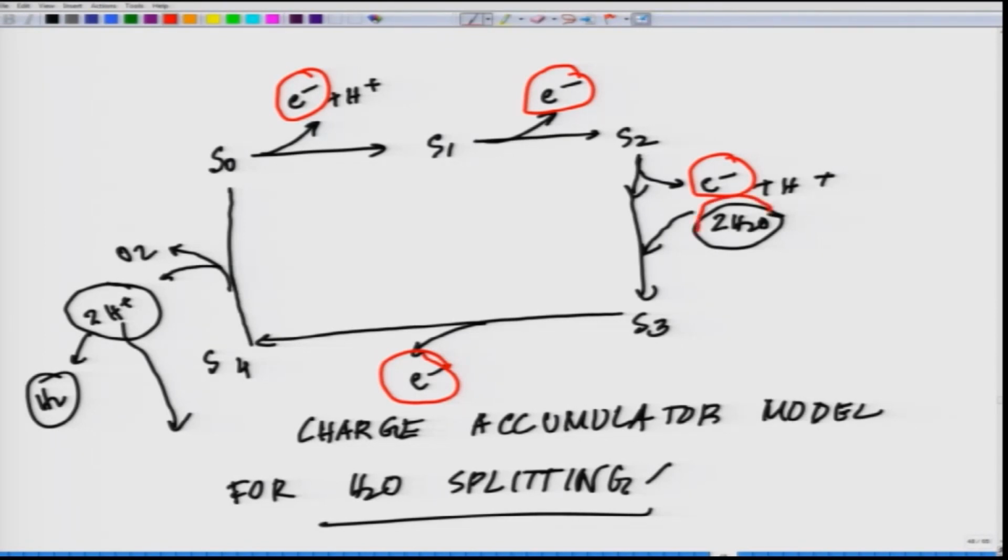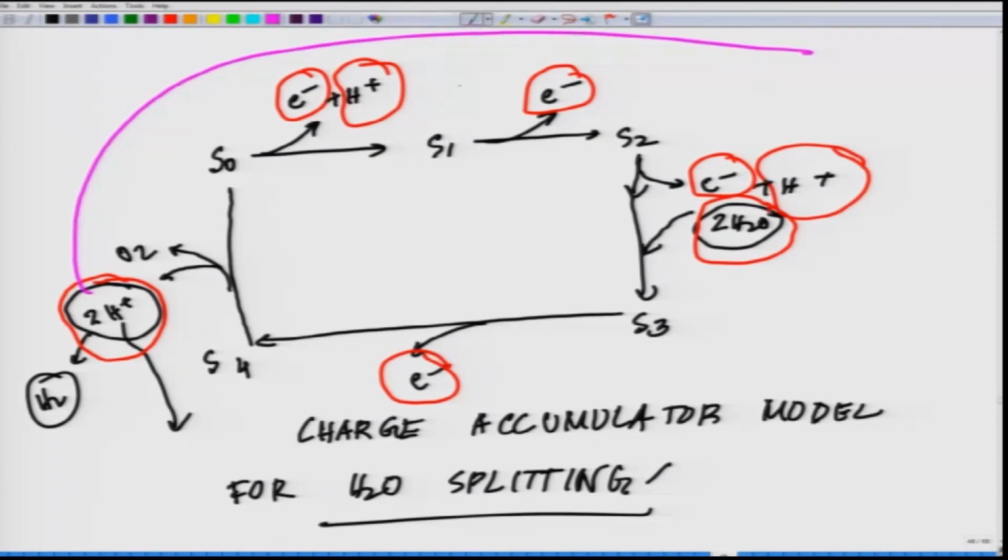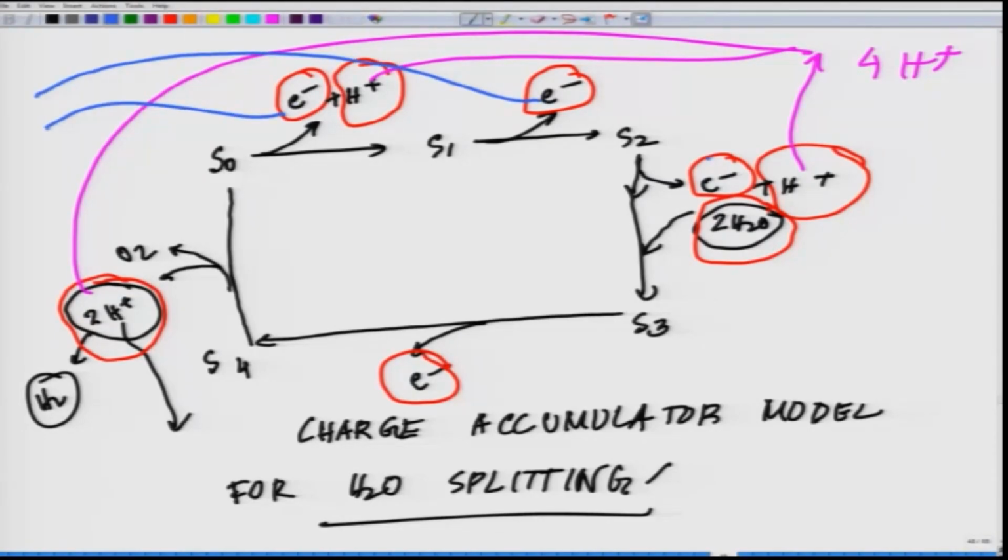Here are the 2 water molecules which are entering into the cycle, which are getting trapped, and 4 protons are released: 2 protons are released here, 1 proton is released here, and the third proton is released here. So, in terms of the proton economy, these are the 4 protons, these are the electrons, and as input you have 2 water molecules which are entering.